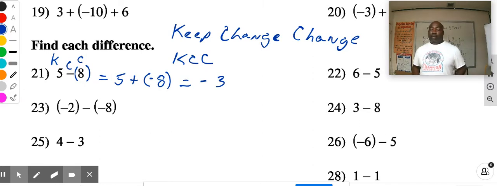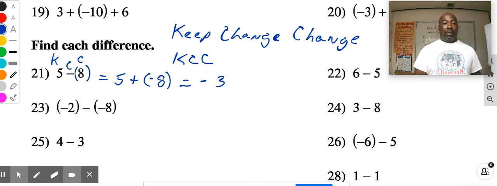Let's do this again. I promise you this is going to help you. We're going to keep the sign right here. We're going to change these two signs.